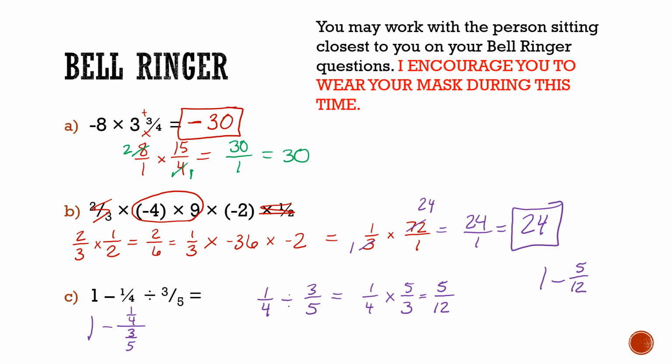So in this case, 1 whole, we need it to be 12 pieces because we have to have like denominators to subtract. So I'm going to write that 1 whole as just 12 over 12. Then I can subtract 5 over 12. So 12 minus 5 is 7 over 12. So the answer to part C would be 7/12.